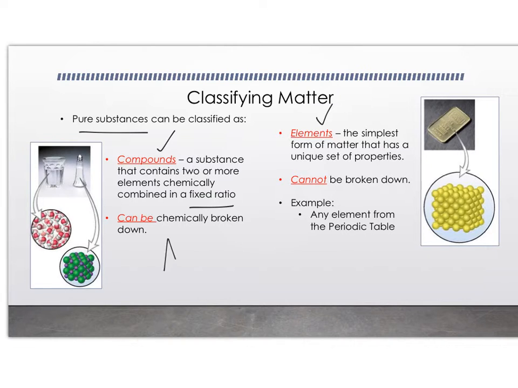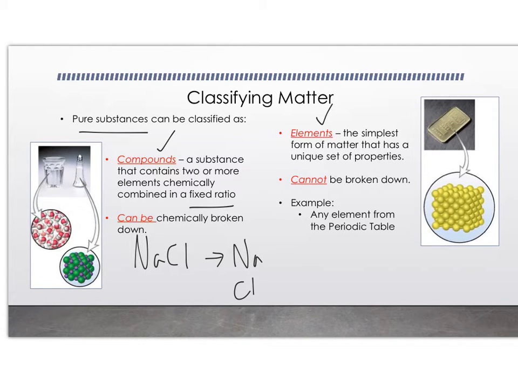When it says fixed ratio, I mean in salt, NaCl, there is 1 sodium to 1 chlorine. You can also use water, H2O, where there are 2 hydrogens with 1 oxygen. These are fixed ratios, and they make up compounds because they are two or more elements. These can chemically be broken down. So if I were to break down NaCl, I can decompose it into chlorine and sodium elements.